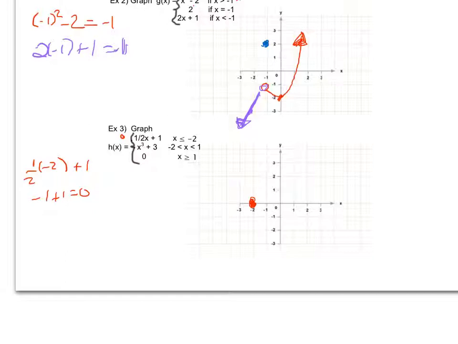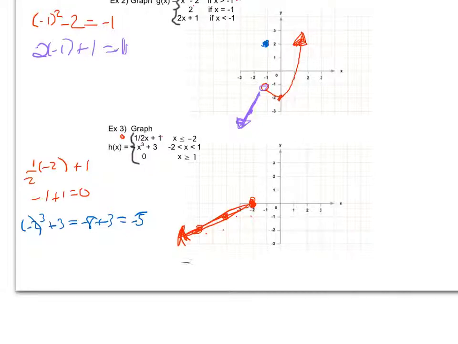So I can plot another point to see what it's going to look like, but since I see that this is a linear function, it'll be a straight line. So I'm going to go down 1 and back 2. Down 1 and back 2, and there will be that piece of my function. And then I'm going to graph the middle piece. The middle piece is x cubed plus 3, so I'll plug -2 in to begin with.